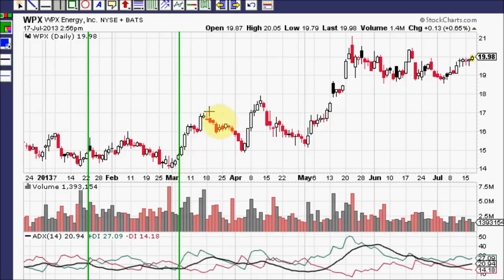The stock went up very nicely from about $15 to $17. The next time it happens is right here, and the stock makes another move from $15 to $18. A very bullish buy signal. This is the next buy signal the DIs gave.